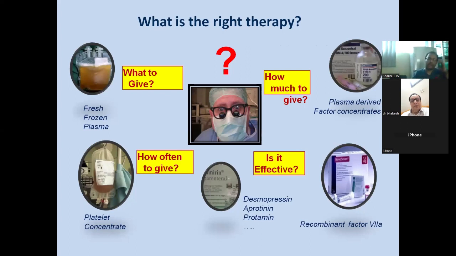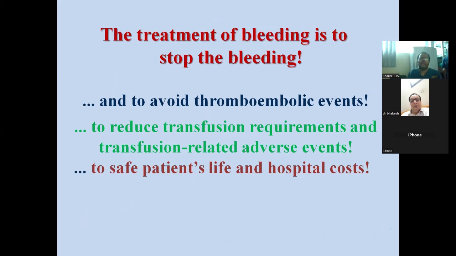What questions go through the mind of an anesthesiologist or a surgeon? We have a lot of products. What to give, like fresh frozen plasma, platelet concentrates, PCCs, desmopressin, or aprotinin? How much to give, how often to give, and is it effective if we apply those things? The treatment of bleeding is to stop the bleeding and avoid thromboembolic events, to reduce transfusion requirements and transfusion-related adverse effects, and to save patients' lives and hospital cost.